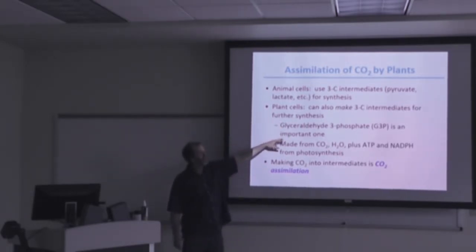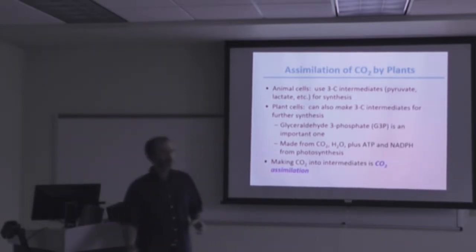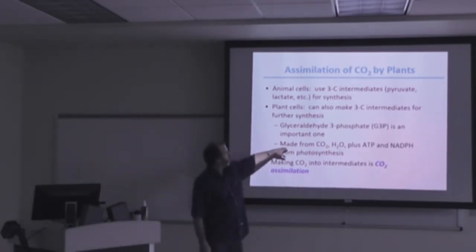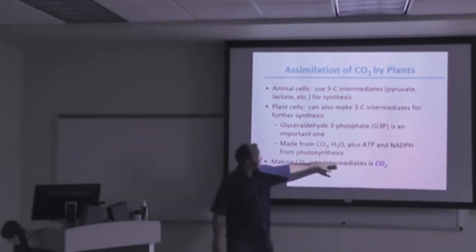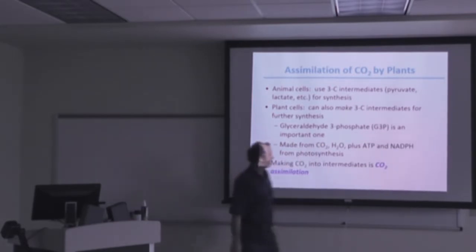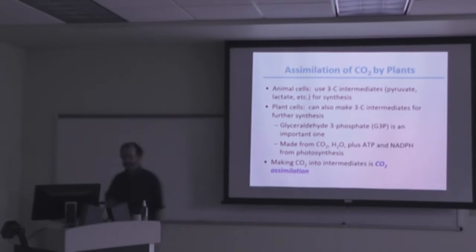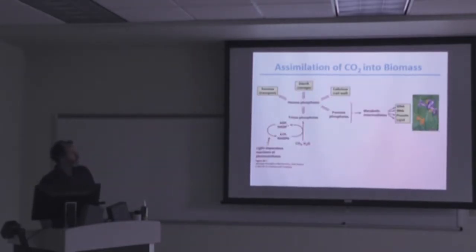Glyceraldehyde 3-phosphate is an important one. That's the intermediate that we get from carbon fixation in order to go towards making sugar. So glyceraldehyde 3-phosphate is made from carbon dioxide, water, plus ADP, and your reducing potential from NADPH that was produced during photosynthesis. Making carbon dioxide into intermediates is carbon dioxide assimilation, or carbon assimilation. We've heard that before, carbon fixation. So assimilation of carbon dioxide into the biomass.